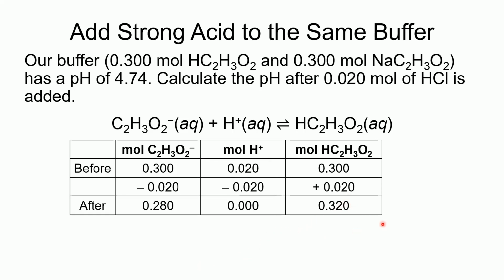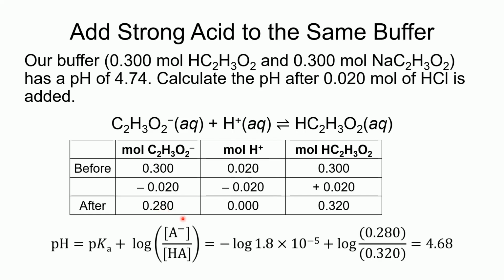Now we can plug these numbers into our Henderson-Hasselbalch equation. Here we've got 0.280 moles for the acetate, so that one goes up in the numerator, and 0.320 moles of the acetic acid, that one goes down in the denominator. Here we've got the pKa, and you'll see that the number becomes 4.68. You'll note that it was 4.74, and even with adding a pretty significant amount of a strong acid, the pH only went down by 0.06 pH units. Not bad. Not bad at all.